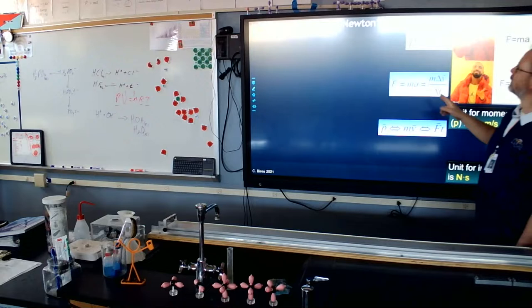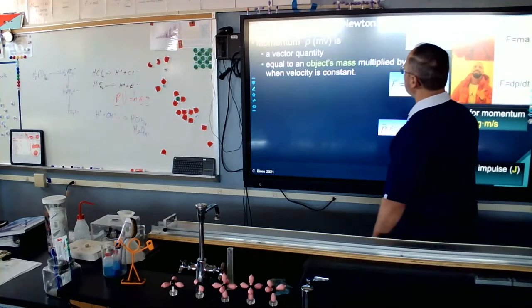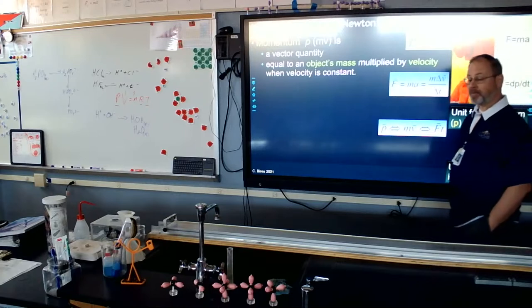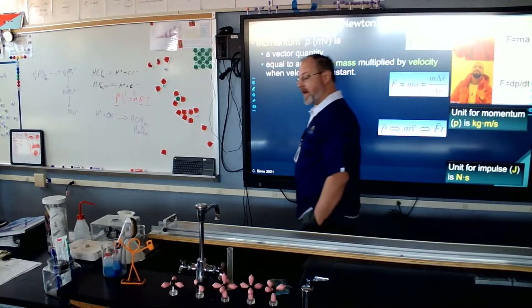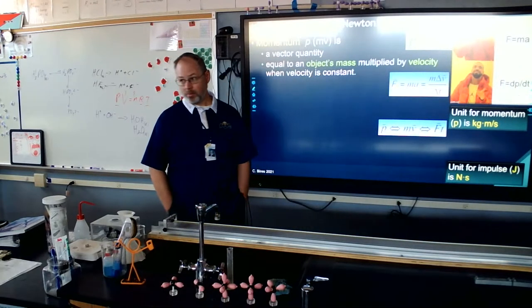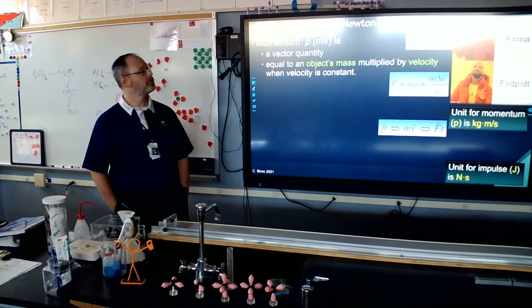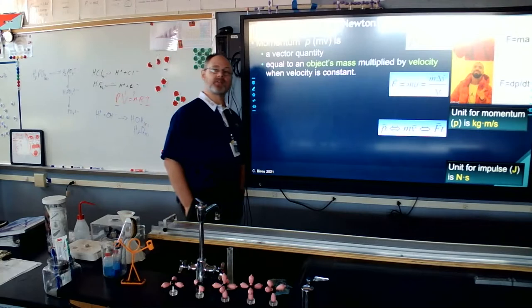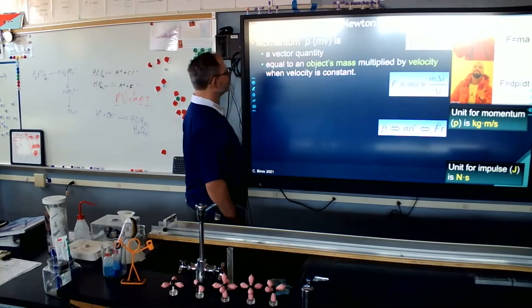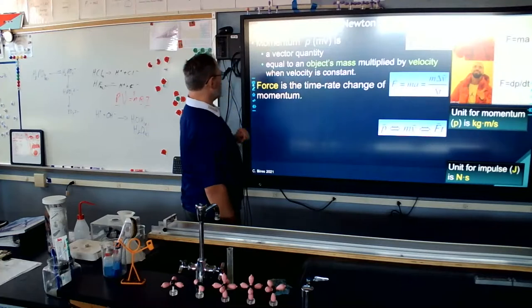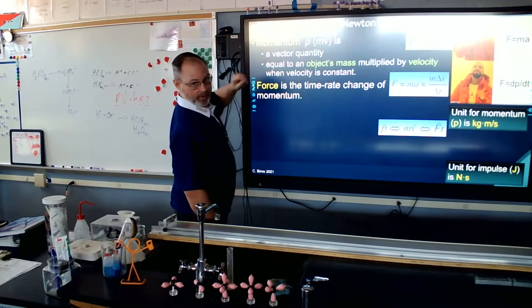Momentum is the real Newton's second law. Momentum, mv, is a vector quantity. So again, momentum is a vector. It has both magnitude and direction. It can be positive or negative. It can be along the x-axis, along the y-axis, or so on. Force is the time rate of change of momentum. That was what Newton wrote.